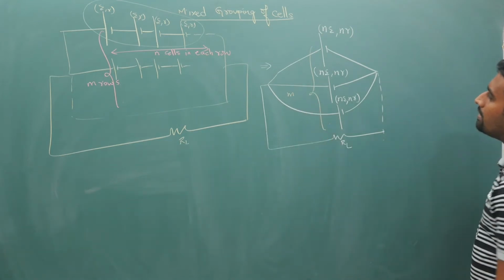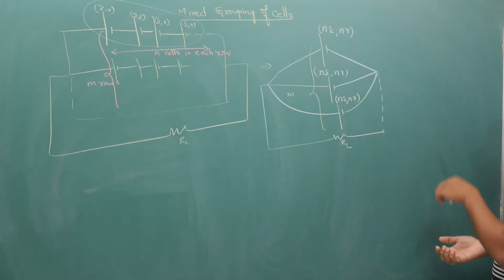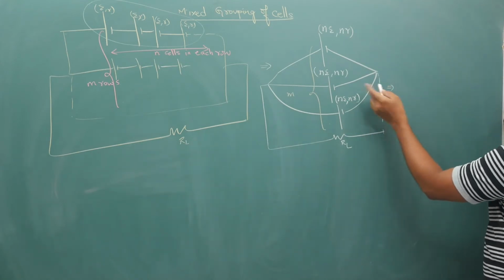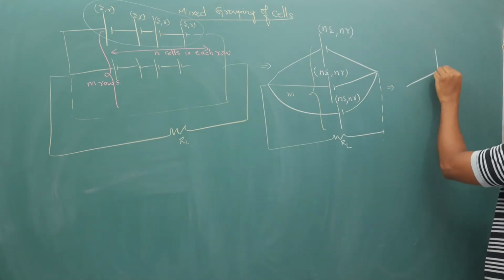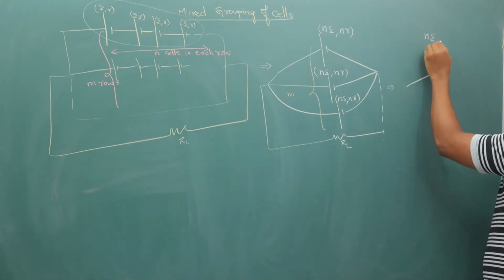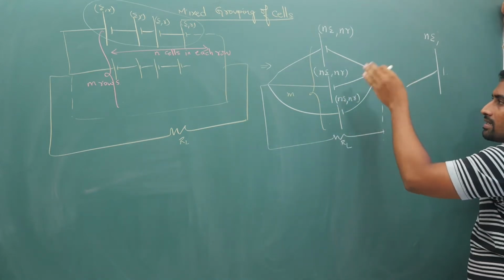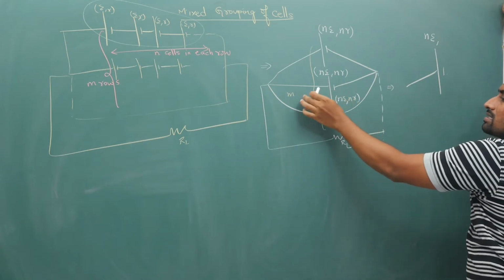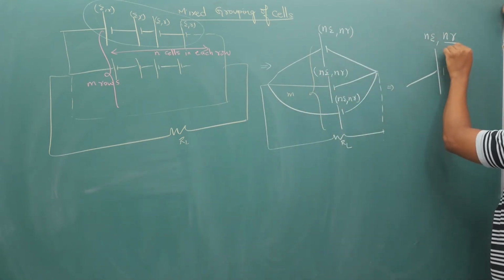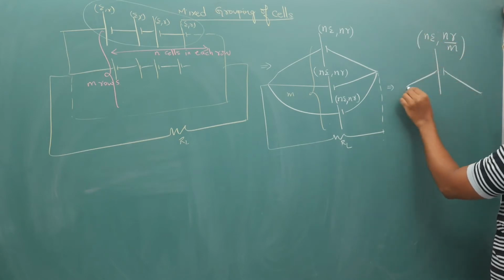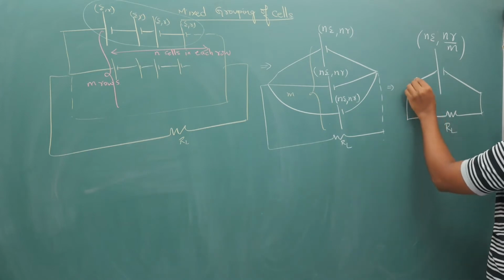Now all these rows are in parallel. In the parallel connection, your equivalent EMF will remain the same, so NE. For the equivalent internal resistance, if we had R we got R by M; here we have NR, so NR by M is your equivalent internal resistance. So that will give you your equivalent cell.